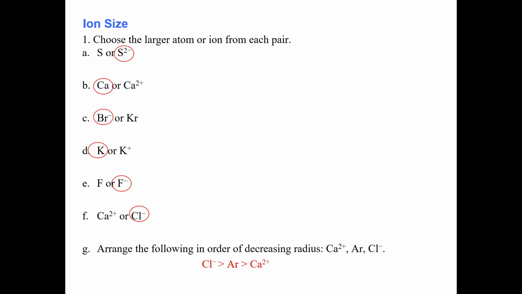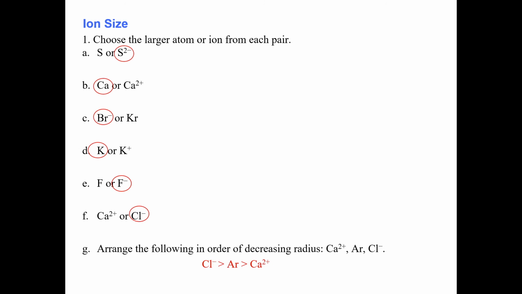Okay, so for part A, the larger species would be S2-, because again, sulfur is gaining 2 electrons. There's going to be a lot of repulsion between those 2 newly added electrons and the 6 that were already there. So it's going to need more space. The radius is going to get bigger.